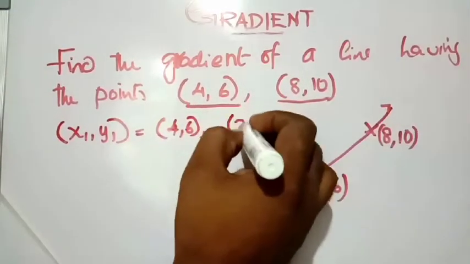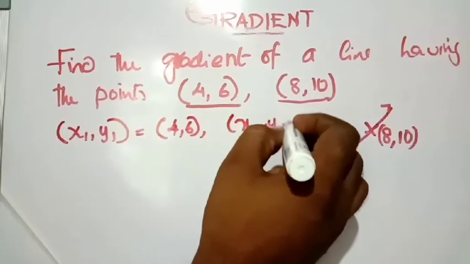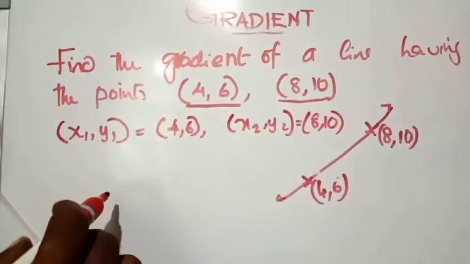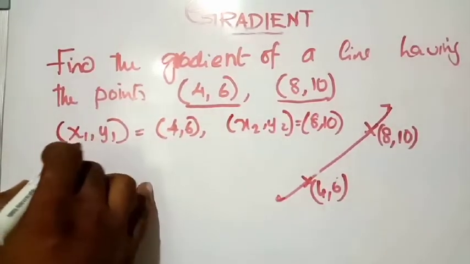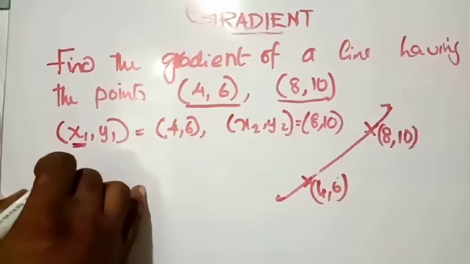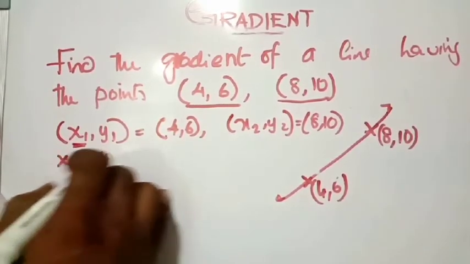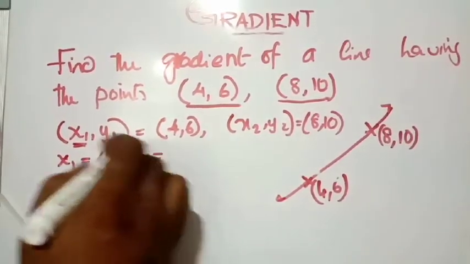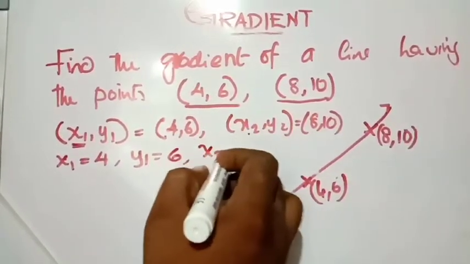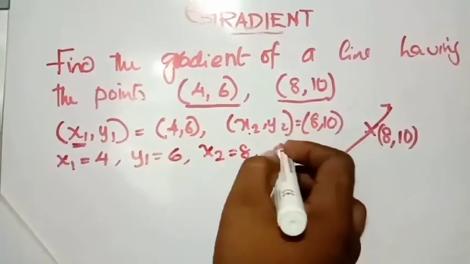So x2 y2 is 8, 10. So we can get here x1 is the first term. Here the first term is 4. So x1 is 4, y1 is 6. Similarly, x2 is 8 and y2 is 10.